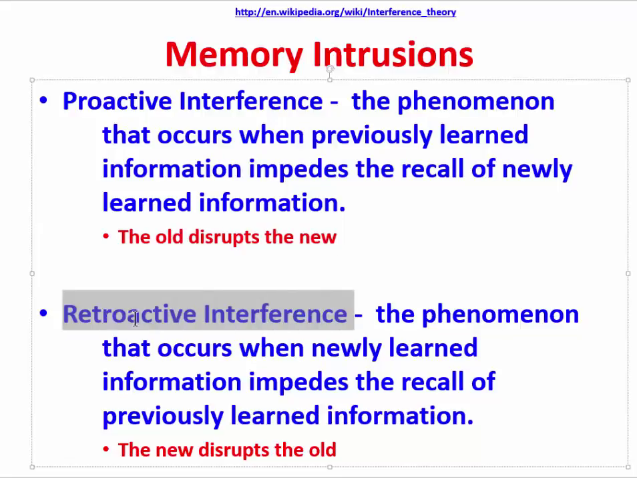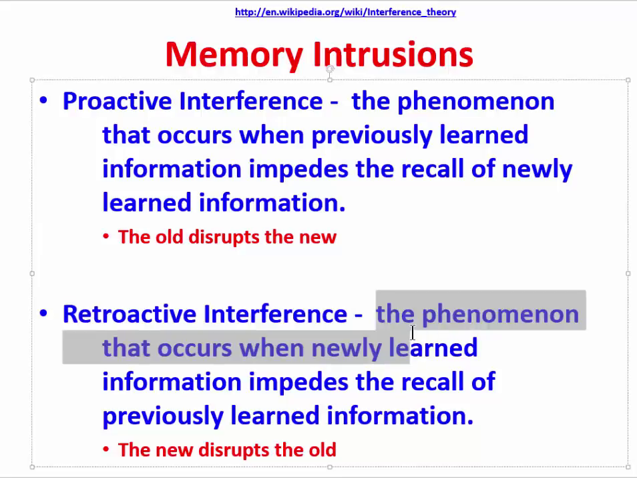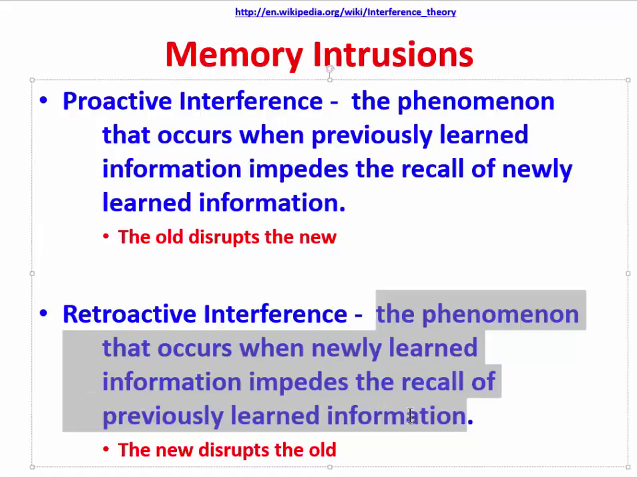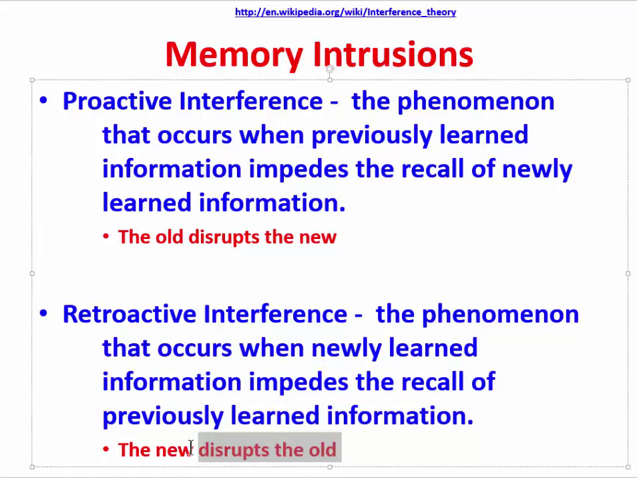And then we have a complementary kind of interference, which is called retroactive interference. And this is the phenomena that occurs when newly learned information impedes the recall of previously learned information. Here, the new disrupts the old. Can you say that with me? The new disrupts the old. So these are two different varieties of memory intrusions, proactive interference and retroactive interference.